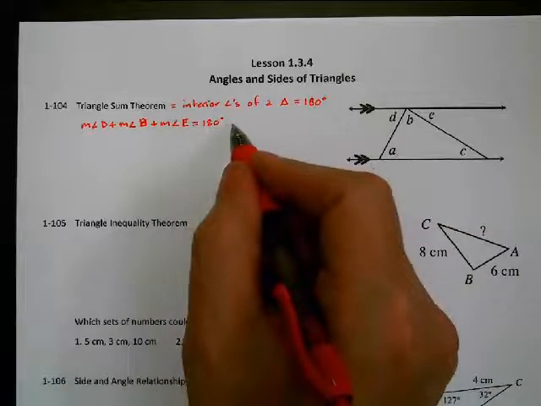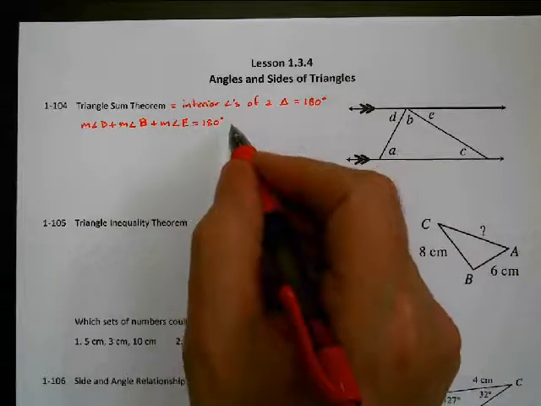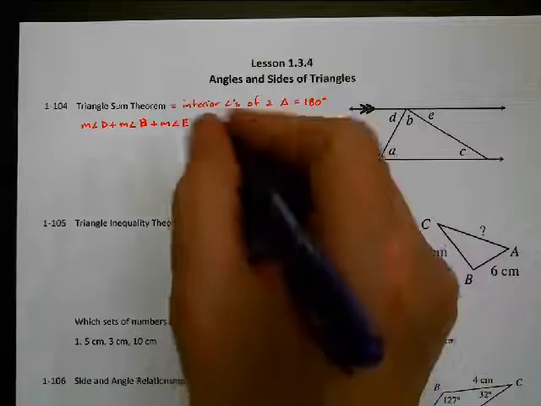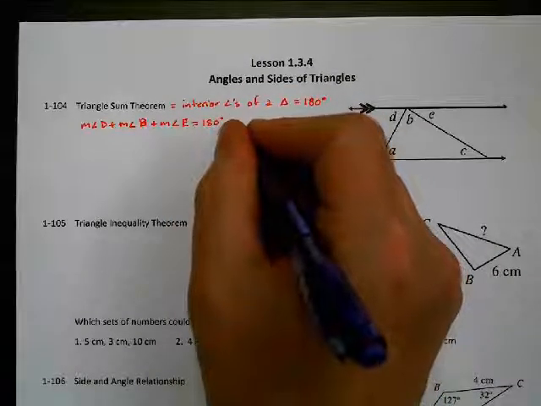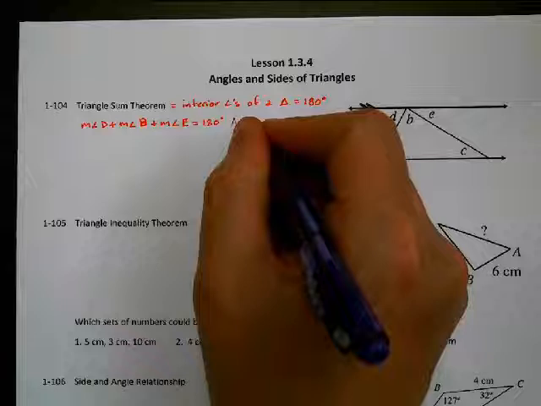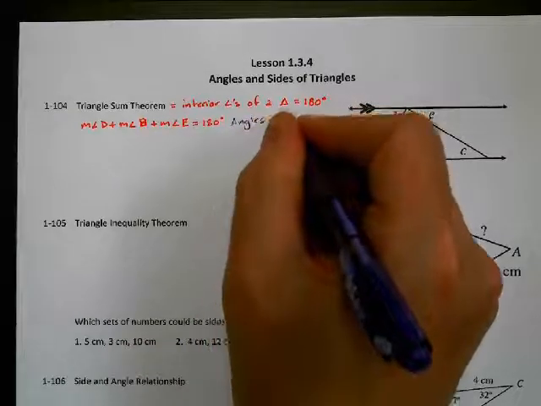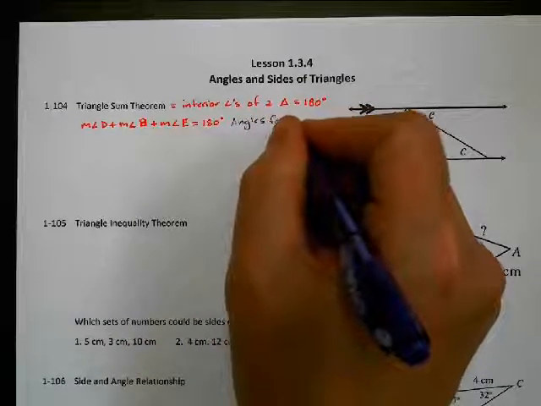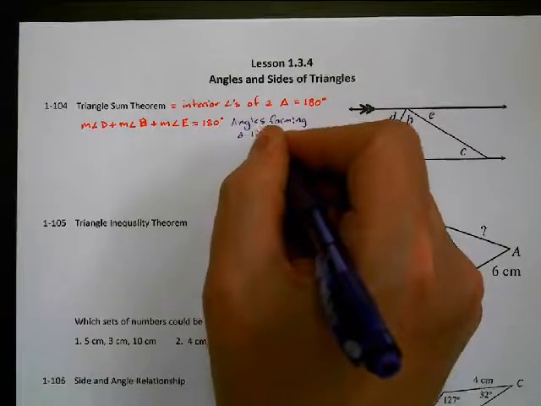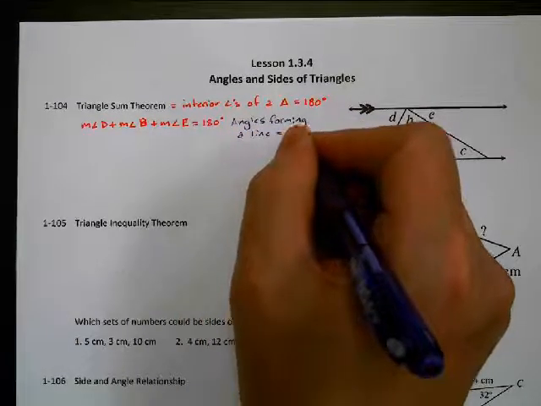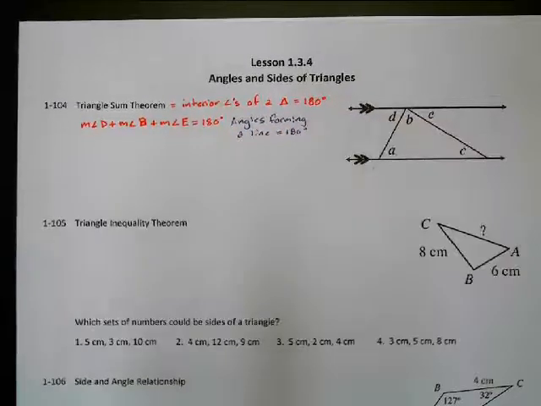So this one we were kind of skipping. This was actually supposed to be two steps, but whatever. Our reasoning for this one is that angles forming a line add up to 180 degrees. So that was our reasoning for that one.